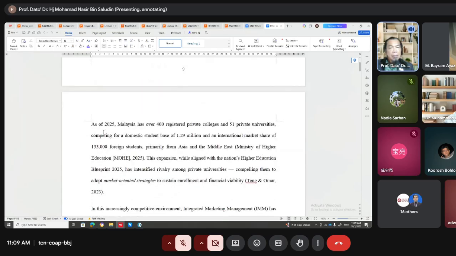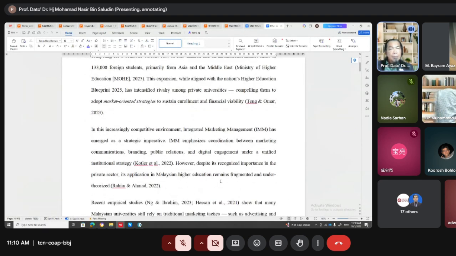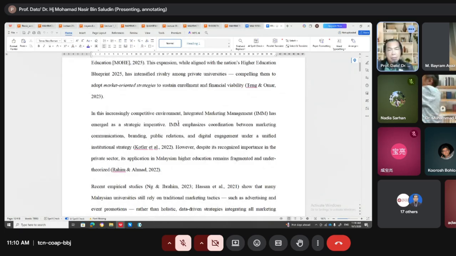Okay, you see here the current point: as of 2025, Malaysia has over 400 registered private colleges and 51 private universities competing for domestic students, based on 1.25 million, and the international market share of about 130,000 foreign students. Foreign students are small, 133,000 compared with local people, 1.25 million. Primarily, for sure, the local people go to public universities. This expansion, while aligned with the National Higher Education Blueprint, has intensified rivalry among private universities, compelling them to adopt market-oriented strategies to sustain enrollment and financial viability. In this increasingly competitive environment, integrated marketing management has emerged as a strategic imperative.